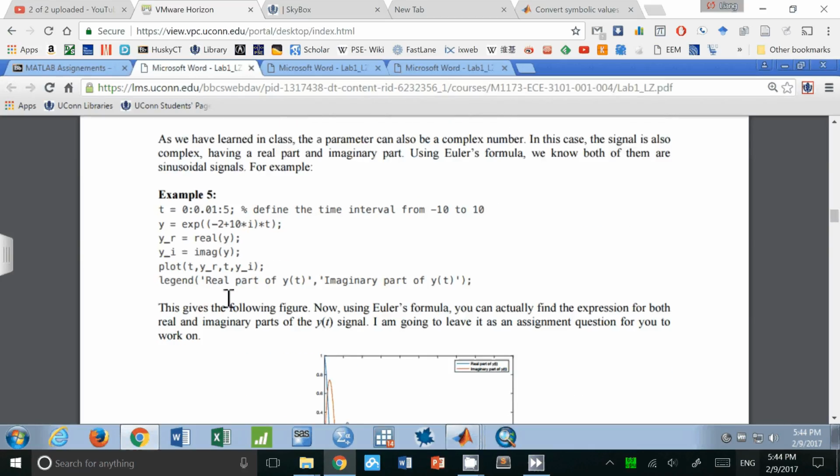Now, I believe with these few examples, you should be at least familiar with how to define a signal and how to plot it in MATLAB.